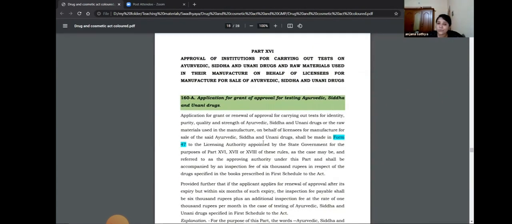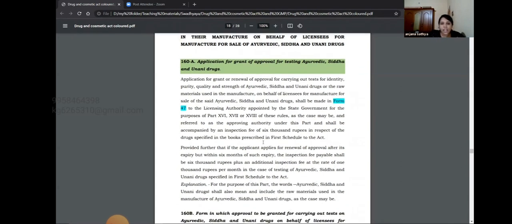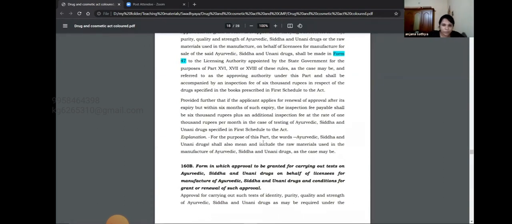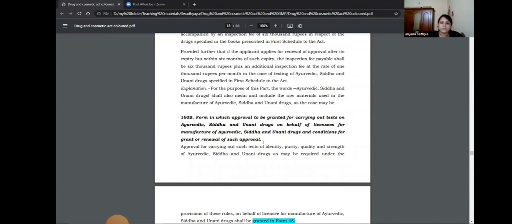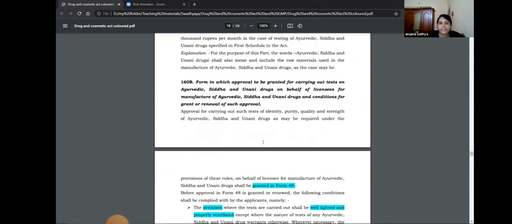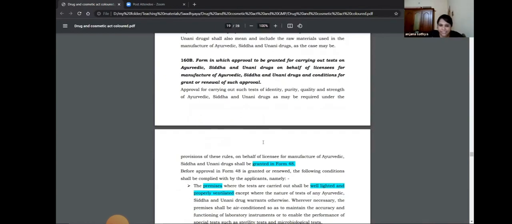Next is the approval of institutions for carrying out tests on Ayurveda, Siddha and Unani drugs. So the application for grant of approval for testing Ayurveda medicines: to have a quality control lab, you need to apply separately. You need to apply in Form number 47. The provisions related to the application to carry out the tests in the pharmacy itself are mentioned in Section 160A. The form has to be submitted in Form number 47, and the approval will be issued or granted in Form number 48.